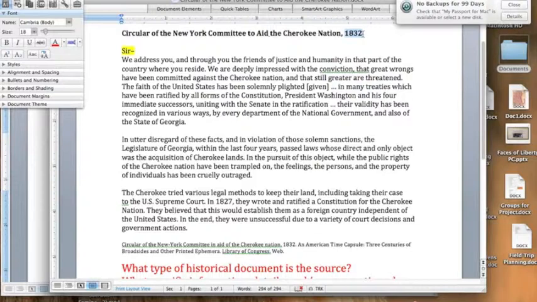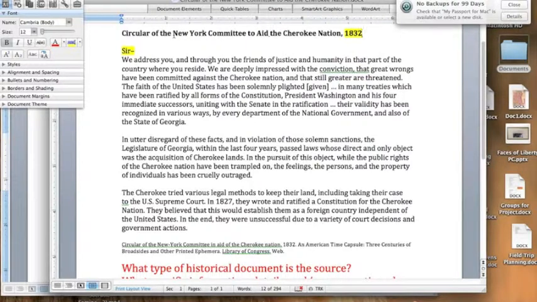Now this date stands out to me right away as being important information or details. And the reason that it does is because I know from looking at the map that we studied that the Indian Removal Act took place in 1830. So this means that this letter was written 2 years after the Indian Removal Act was put in place. So these are probably people who witnessed the effects of the Indian Removal Act.